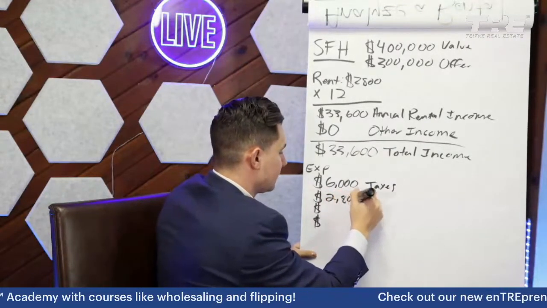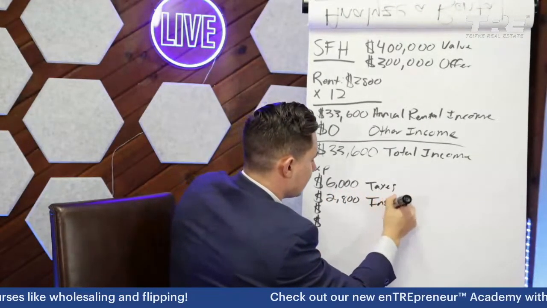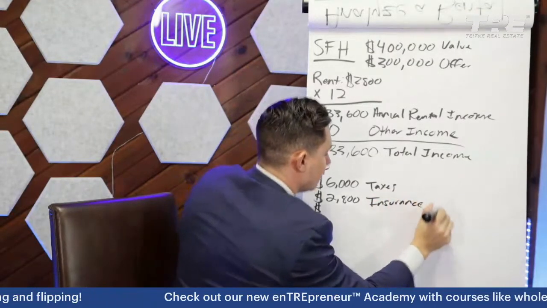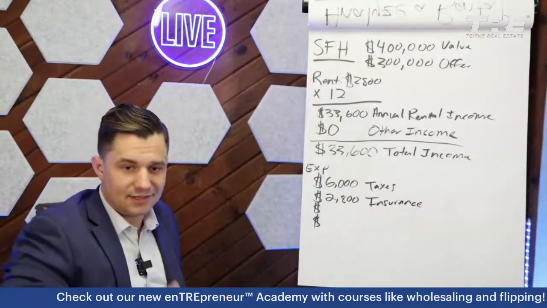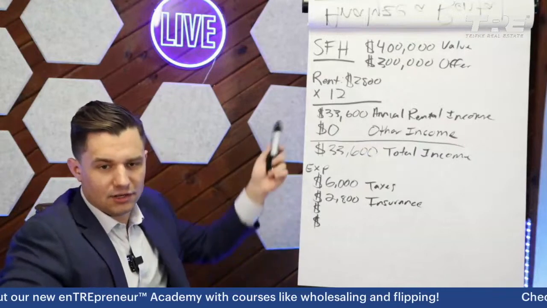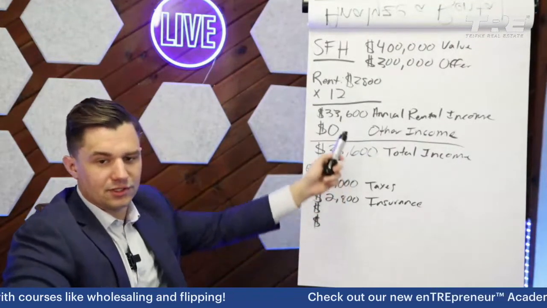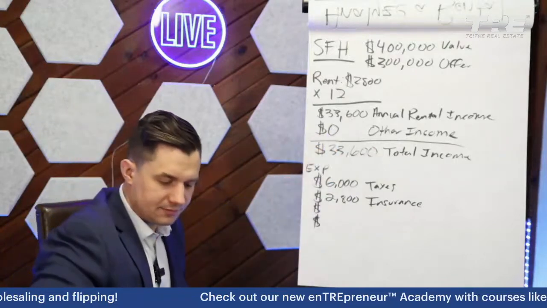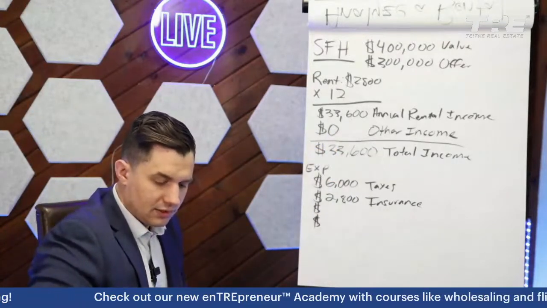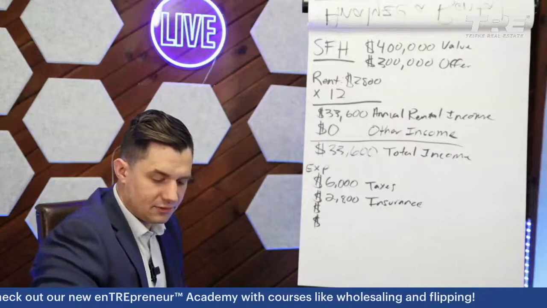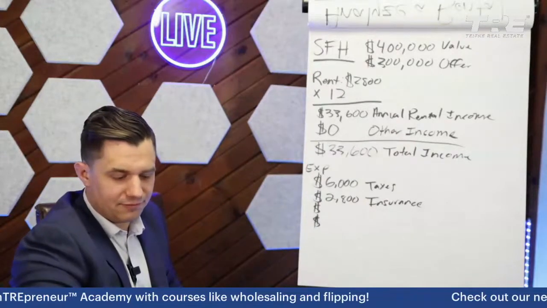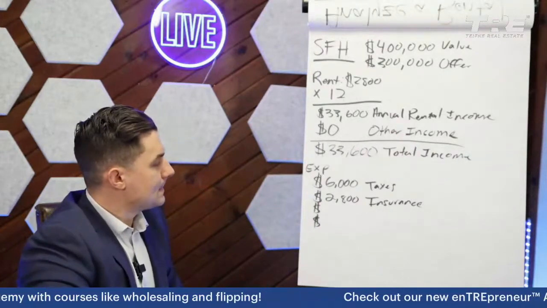$2,800 a year. Insurance. Our management is going to be 7% of our rental income. Who knows that number? What's our rental income? 33,600 times 0.07. How much in management fees are we going to pay throughout the year?